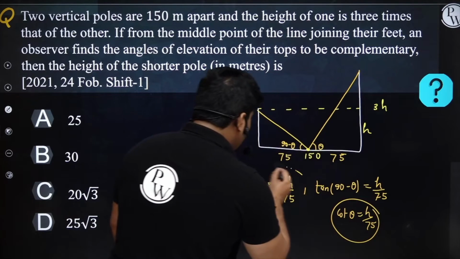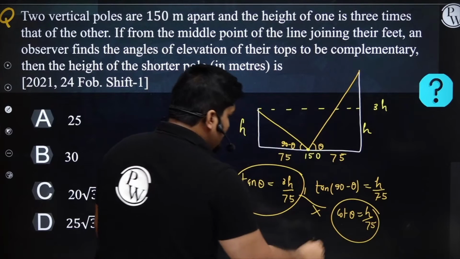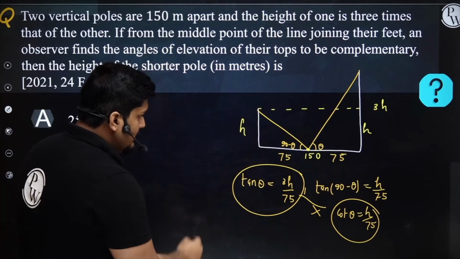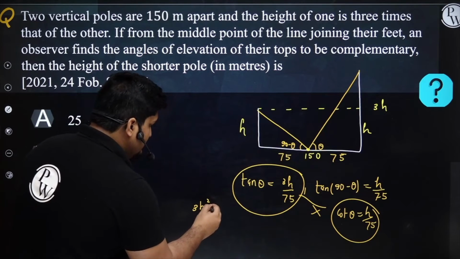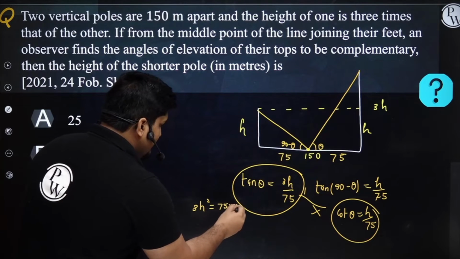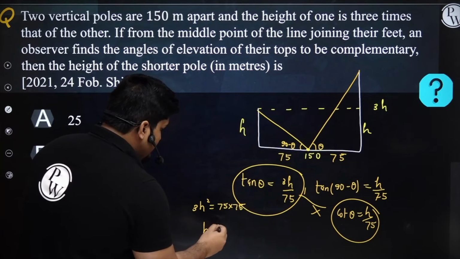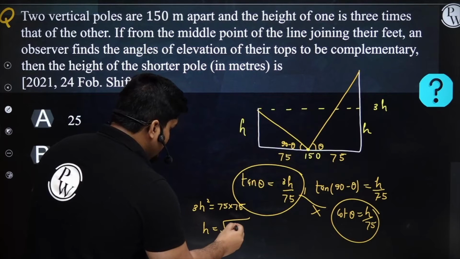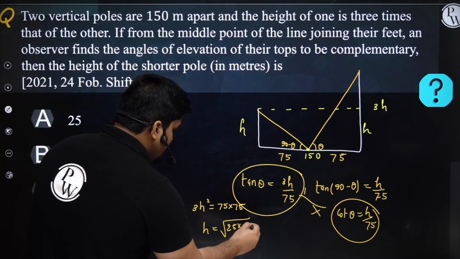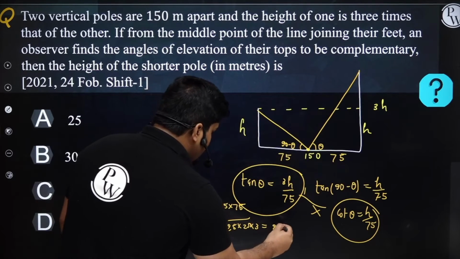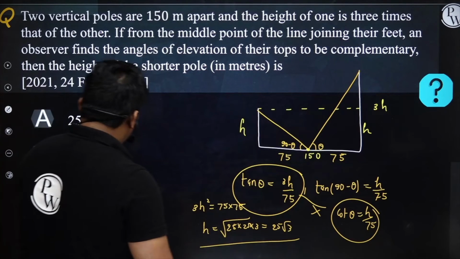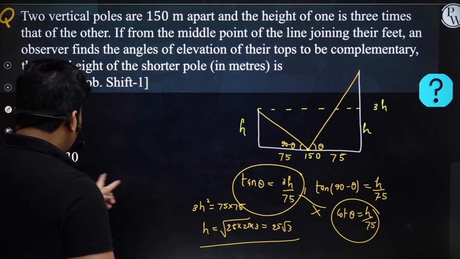So you will multiply these two. When you multiply these two, tan into cot will become 1, and we have 3h square is equal to 75 into 75. So h will be equal to under root of 25 into 25 into 3. So this will come out as 25 root 3. So the answer will be option D.